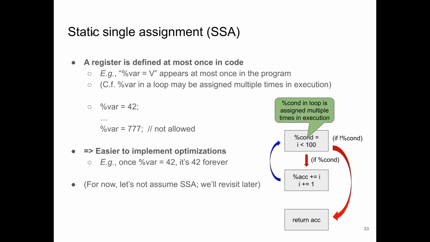But it is important to note that this is a static single assignment, but dynamically in the execution, it may be assigned multiple times. For example, this cond in the left bottom example here is written once in the program. If you look at the program, the assignment to cond only happens once, but in the execution of a loop, you are going to assign to cond multiple times. But it is okay. We are requiring static single assignment, but not dynamic single assignment. So cond can be assigned multiple times dynamically in execution, but in the code, statically, it is assigned once. So we allow this kind of code.